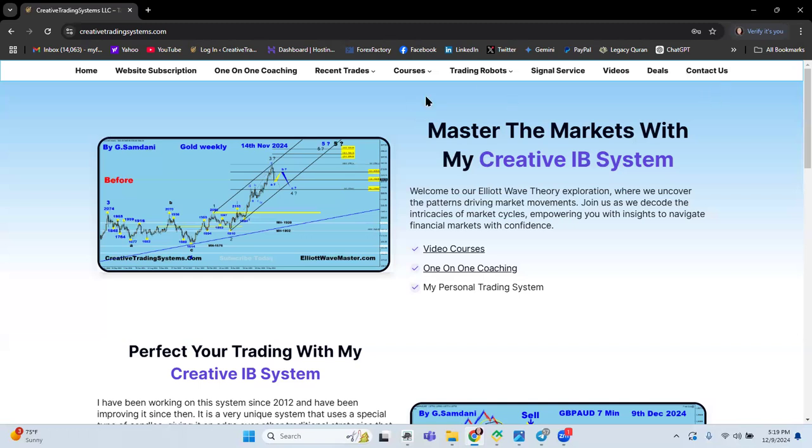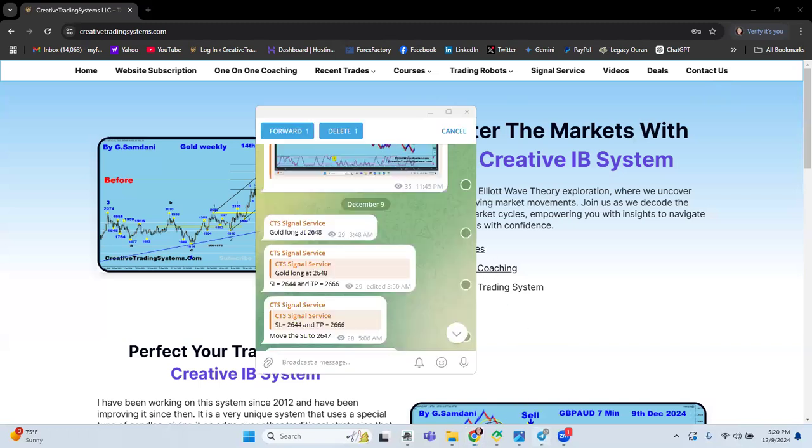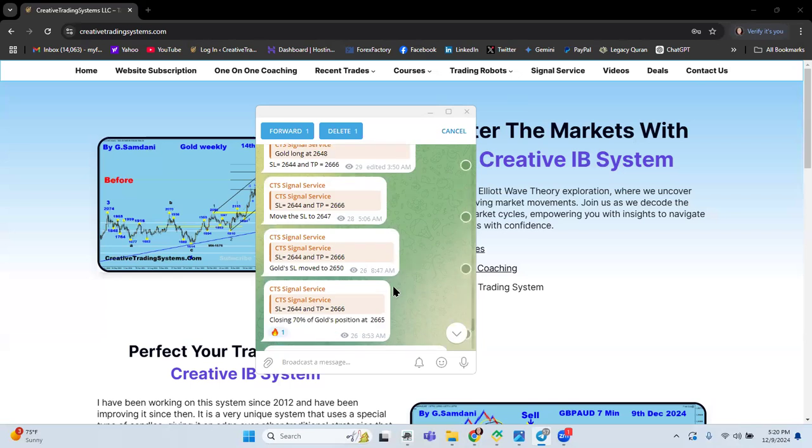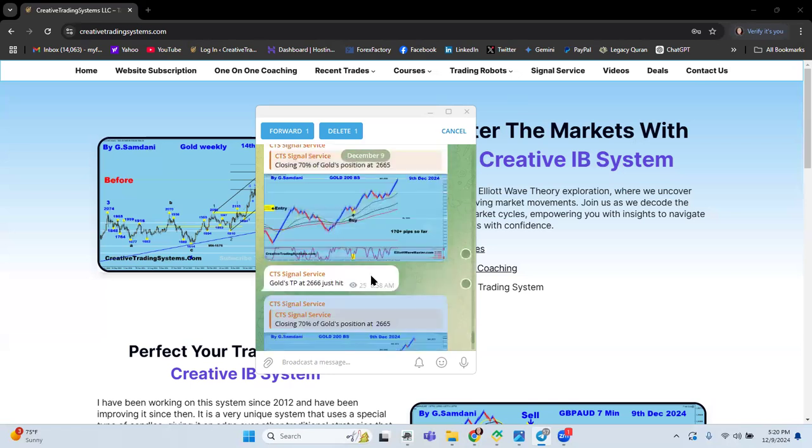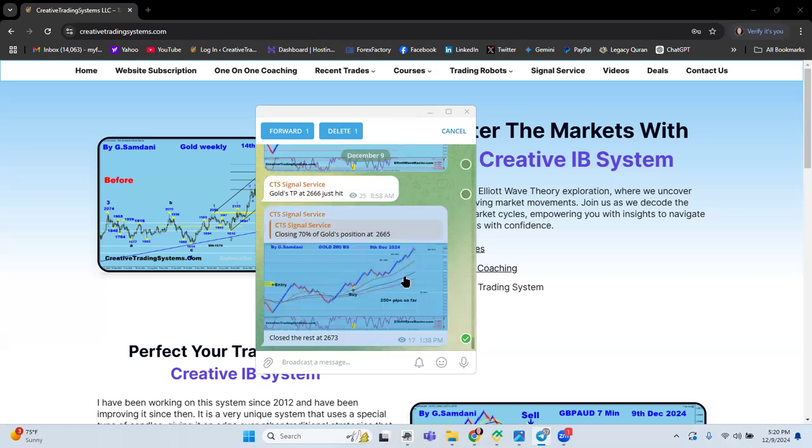So this is it for now. Thanks for watching. And by the way, the gold trade, I posted on the Telegram. I just showed you, right? So gold entry here, SL here, TP here, and then I posted my trade after the trade was finished. This one and this one, the final. I closed 70% here, and then the rest here, all the way at 2673. All right.